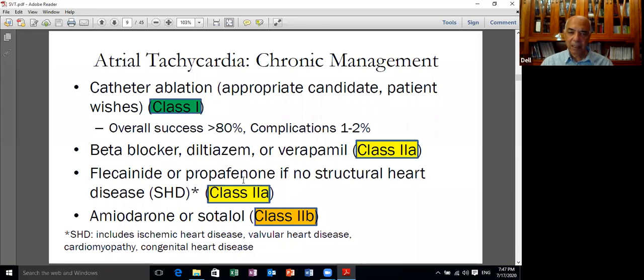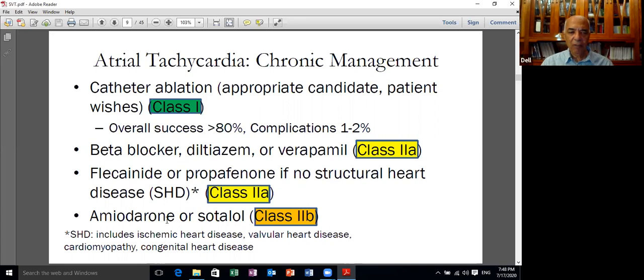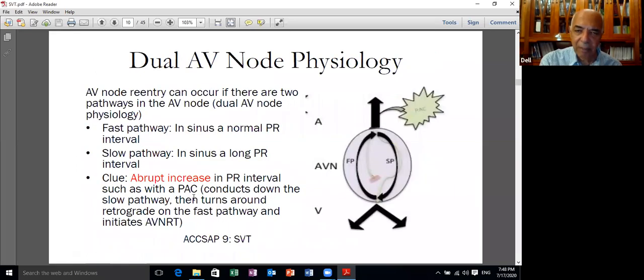Remember the CAST study: 1C drugs should not be used in patients with structural heart disease, and structural heart disease includes ischemic heart disease, severe valvular heart disease, cardiomyopathy, or congenital heart disease. If nothing of this is working, then you are forced to go to SAD. SAD is the abbreviation of sotalol, amiodarone, and dofetilide. Remember, dofetilide has been removed totally from the last European atrial fibrillation guidelines, but the American guidelines are still retaining it, and we will be discussing that in the antiarrhythmic drugs.